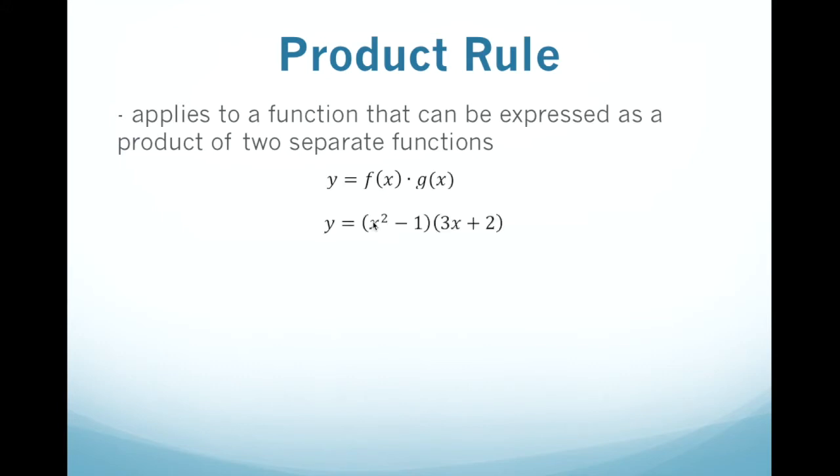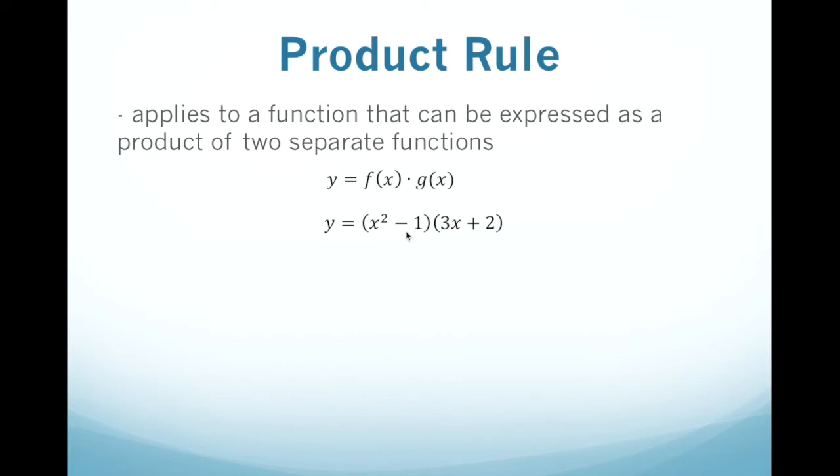For example, y is equal to x squared minus 1, so this is your one factor, and the other one is 3x plus 2. So this is a product of two factors, or you may consider these two factors as two separate functions.